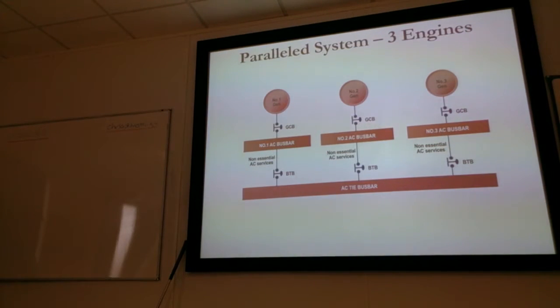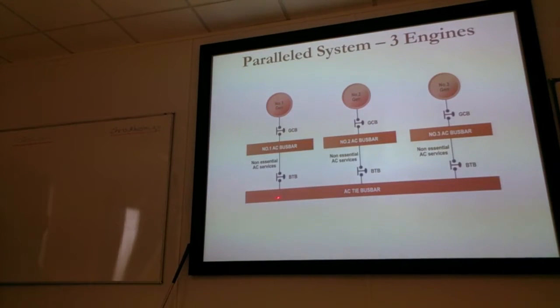Okay, parallel system with 3 engines. If we're going to parallel them, yeah, they must be in sync before joining. They must be completely synchronized in voltage and frequency and phase. Otherwise they just won't accept you being joined together. So the AC bus tie bar just ties the services together. Services are taken from number 1, number 2 or number 3, but the AC tie bar just ties those 3 together. Simple as.